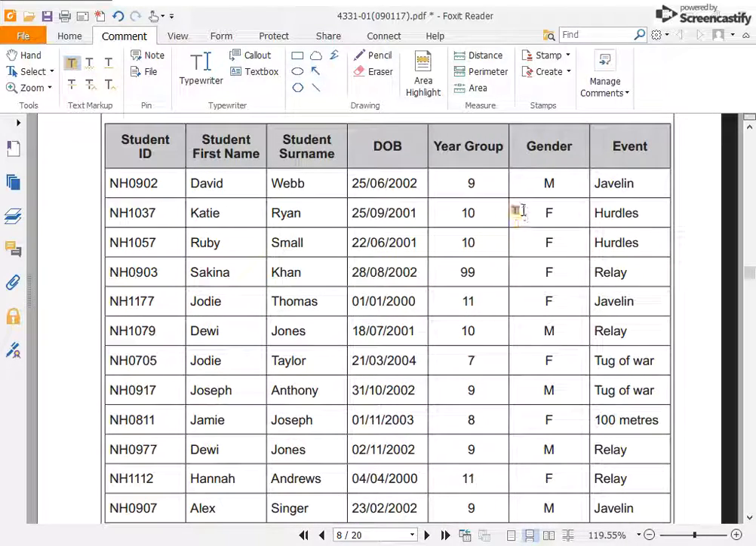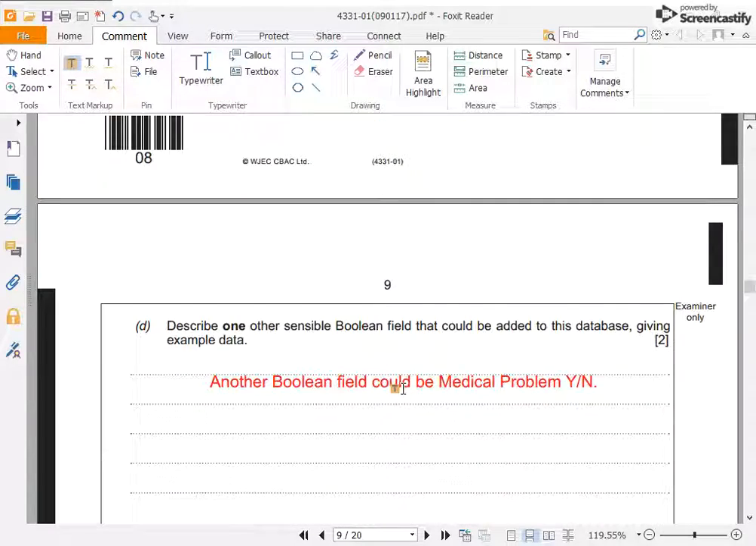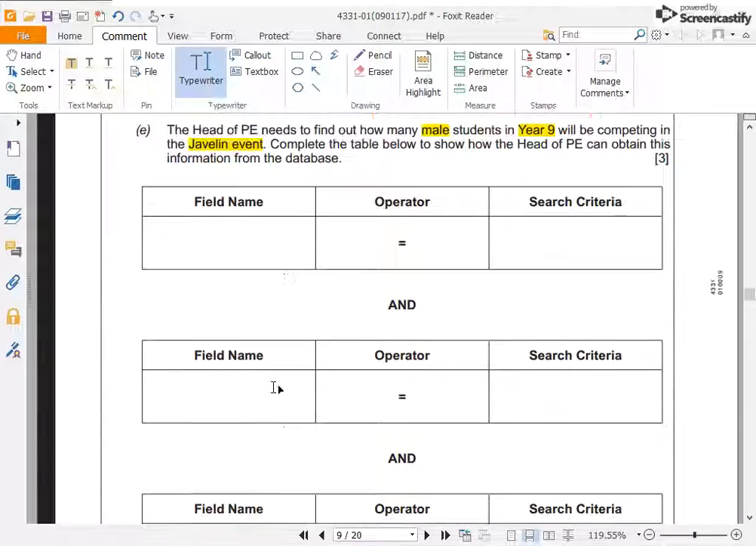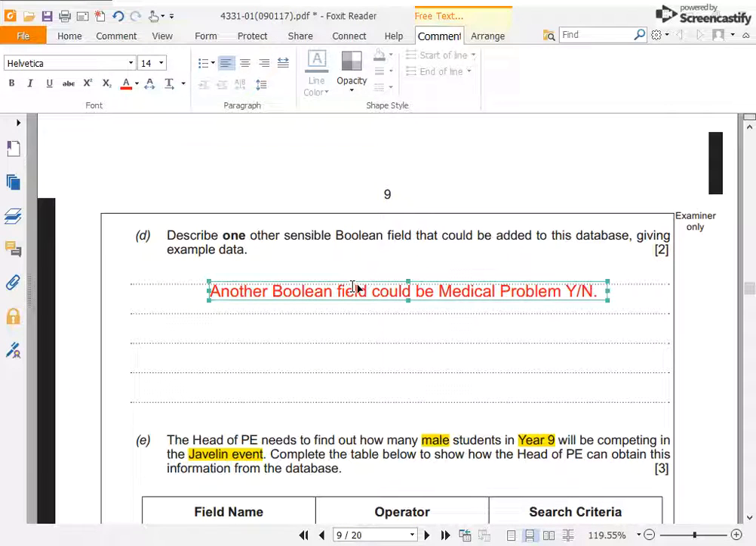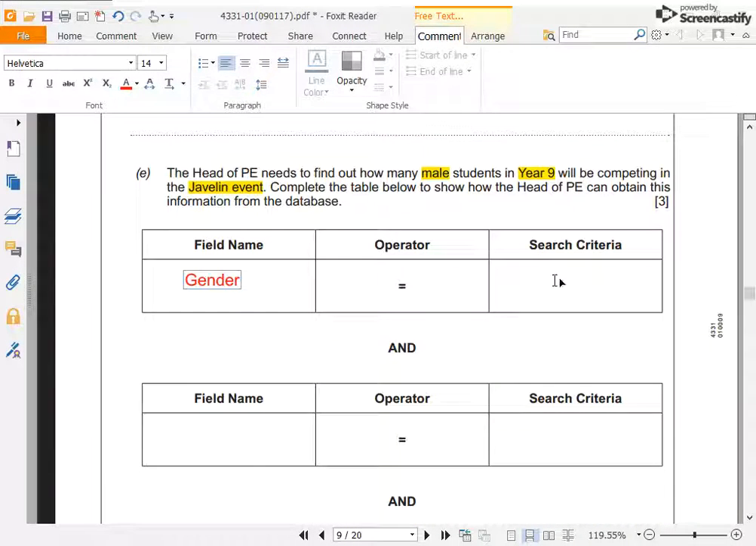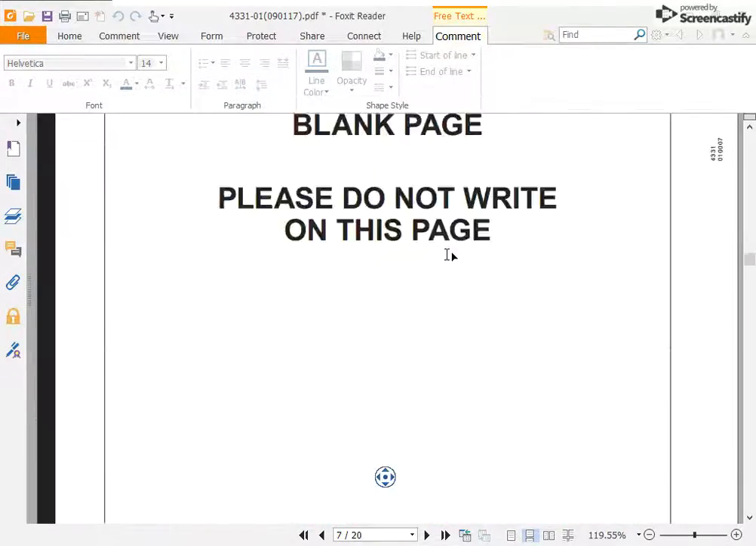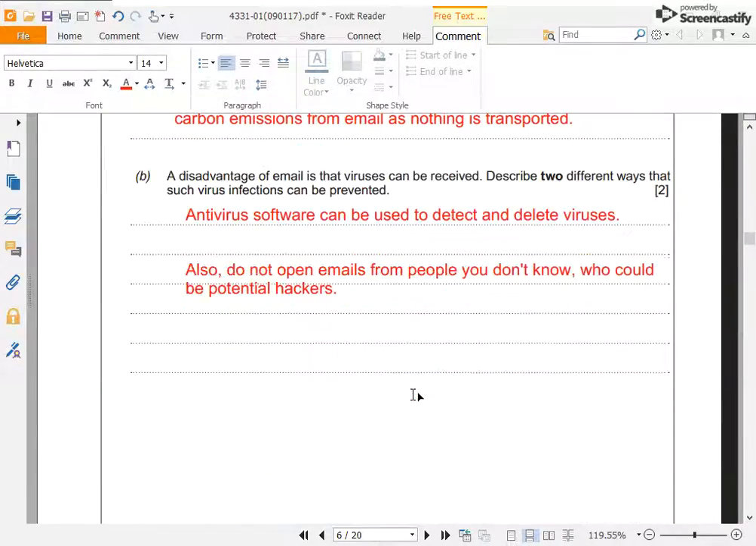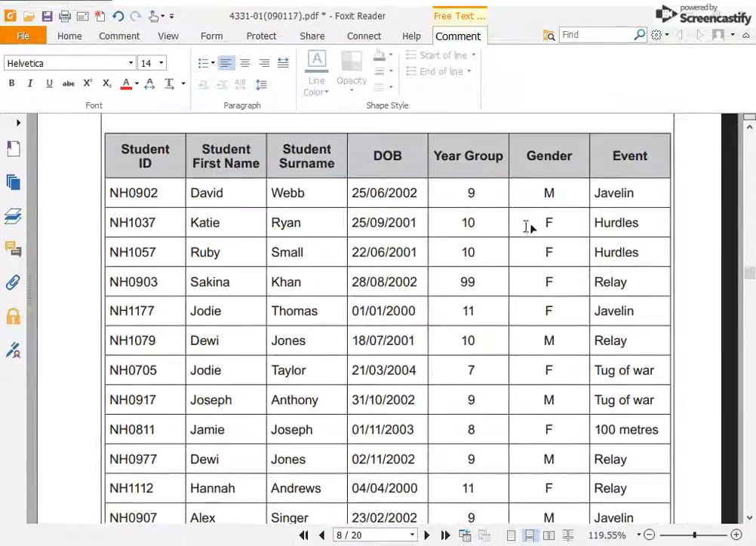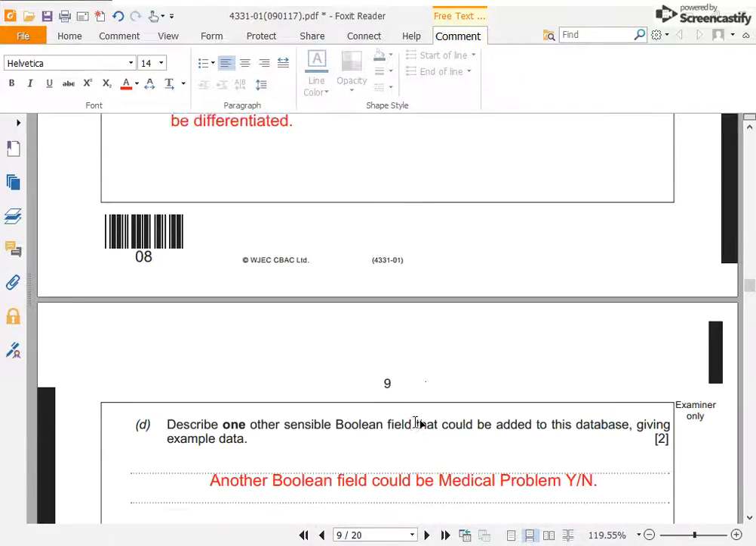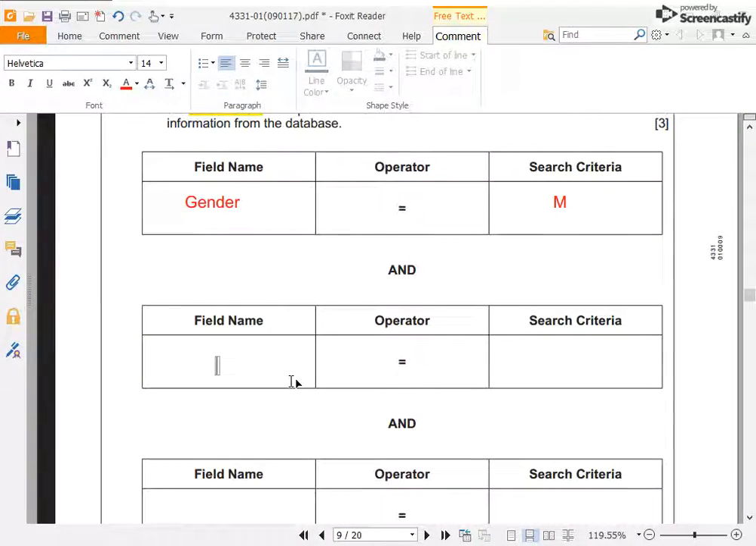Okay, so we're going to need gender and M to find the males. So the field name is gender and the criteria is M. If you wrote male, that would be wrong because the computer wouldn't understand it. And then event and javelin is the other one.